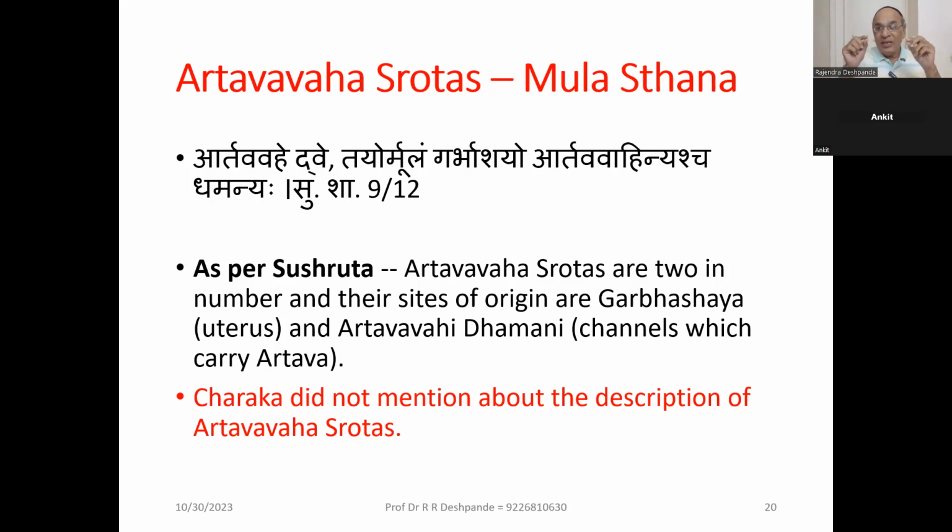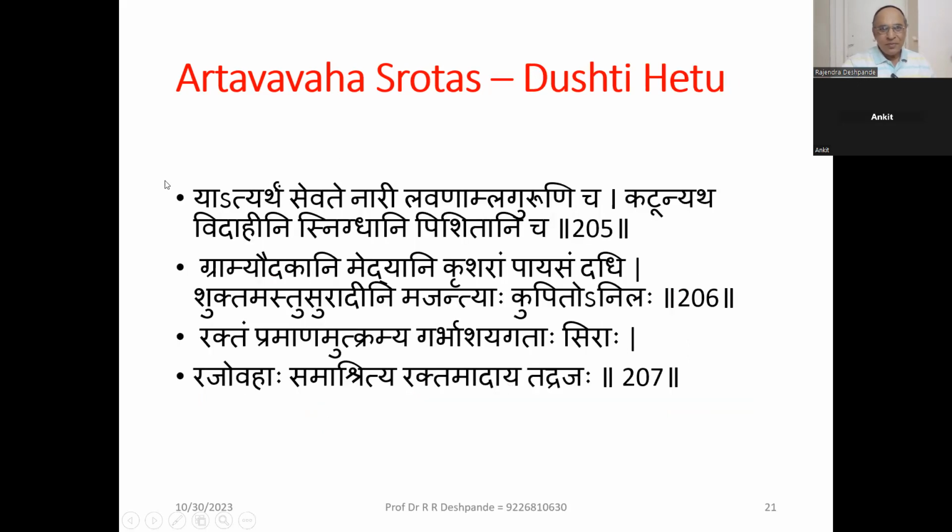Now this Dhamani, Artava Dhamani is a fallopian tube where from the ovaries, the ovum will come on either side, either right or left, and it will enter into the fallopian tube. And from the vagina, Shukra will come, and then both will unite. Shukra and Shonita, or the Stri Bija and Purishavahasrotas. Okay. Charak did not mention the description of Artavvahasrotas. He has not explained. Okay.